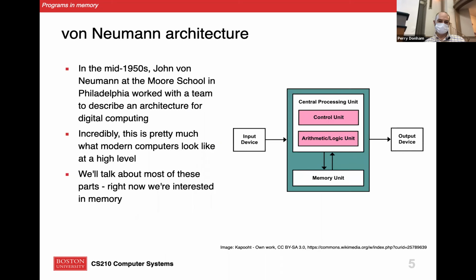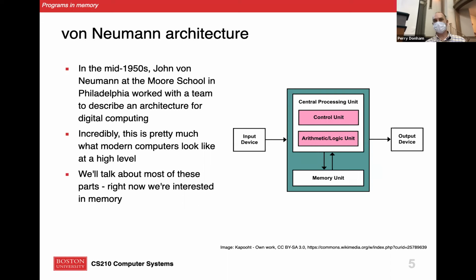Here's von Neumann, just like Dr. Seuss. So John von Neumann worked in Philly at the new Moore School of Engineering, and he had a team of researchers there, and they were collaborating with some folks down in Texas. They produced a paper in the mid-50s describing what they thought would be the base architecture for digital computing. That was the purpose of the paper.